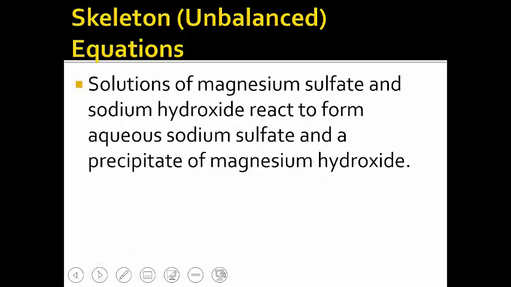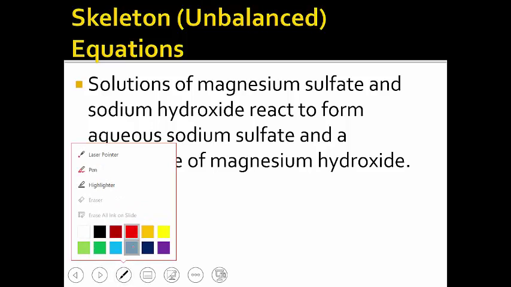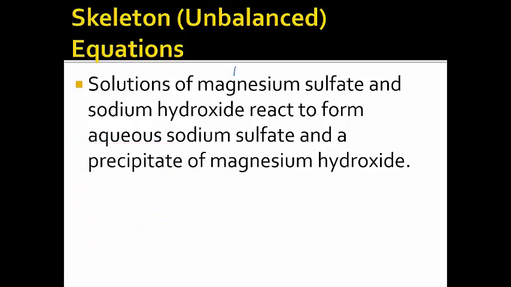Solutions of magnesium sulfate and sodium hydroxide are reacting to form an aqueous sodium sulfate and a precipitate of magnesium hydroxide. Okay, so before we even start writing, let's get into these formulas here. Okay, so I look up magnesium. It's in group 2 of the periodic table, which means it's going to be a 2+ ion. Sulfate, ATE. Where am I going to find that? Right, in the polyatomic ion sheet. So I look that up, it's SO4 2-.